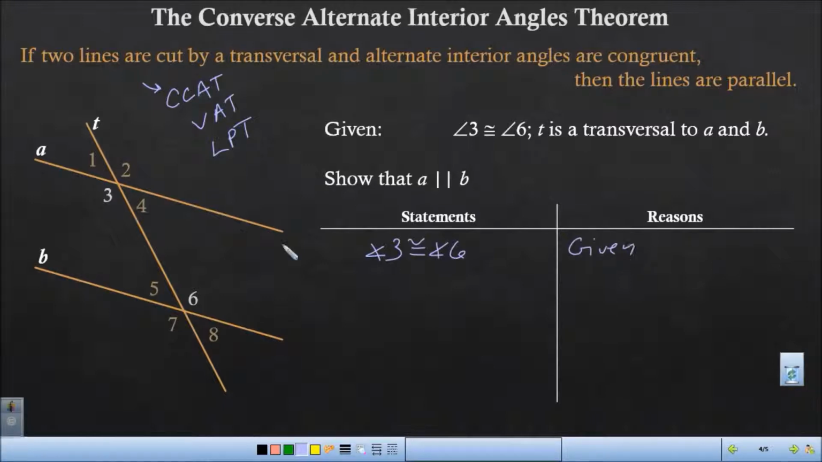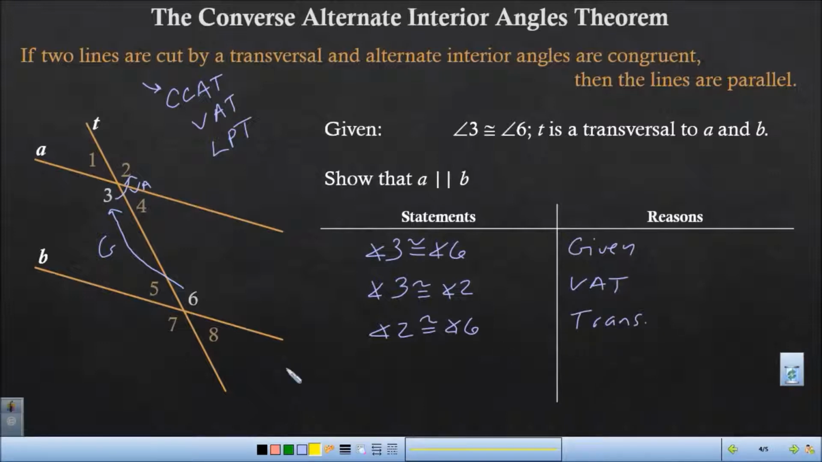And that gives us our first connection to here. So what's going to happen next, so this is our given, we're going to go vertical angles to connect 3 to 2. And then 2 and 6 are corresponding angles that will end up congruent. And that means that A and B are parallel by the CCAT. So we say that angle 3 is congruent to angle 2 by the vertical angles theorem. And then that means that angle 2 is congruent to angle 6 by transitive property.